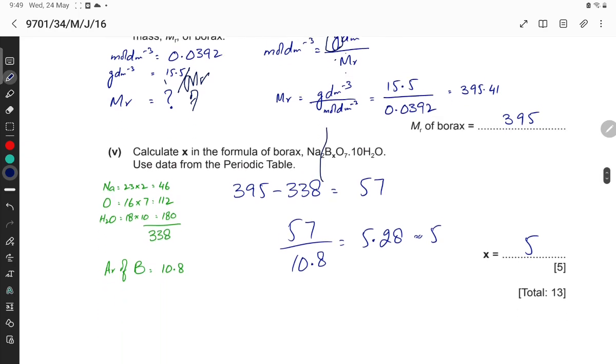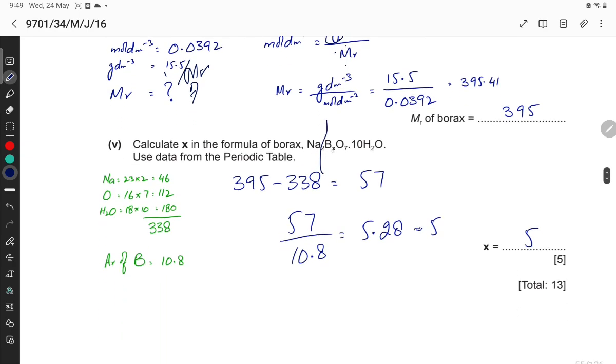Calculate the x in the formula of borax. We have to find the boron. So calculate the Mr of this compound. Sodium is 23 × 2 = 46, oxygen 16 × 7 = 112, and water is 18. With 10 moles of water, 10 × 18 = 180. So the total Mr is 338. The Ar of boron is 10.8.